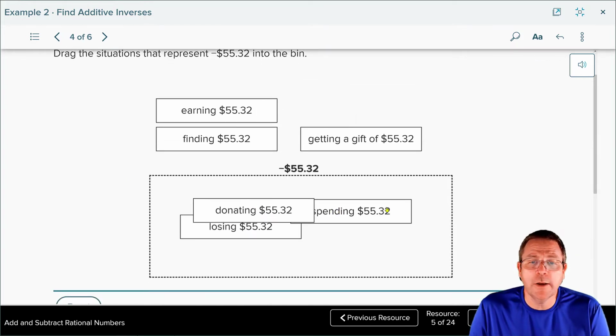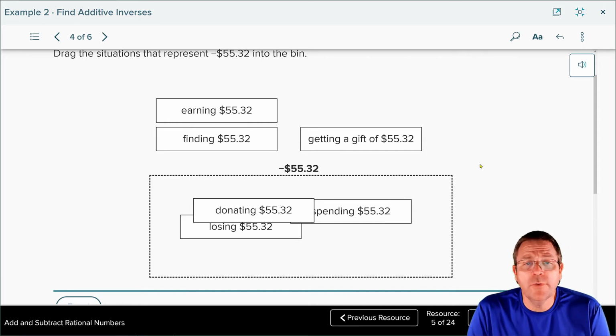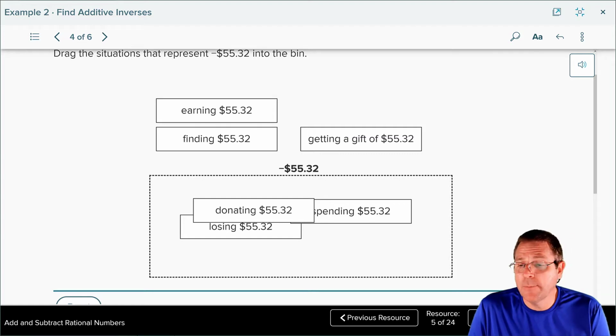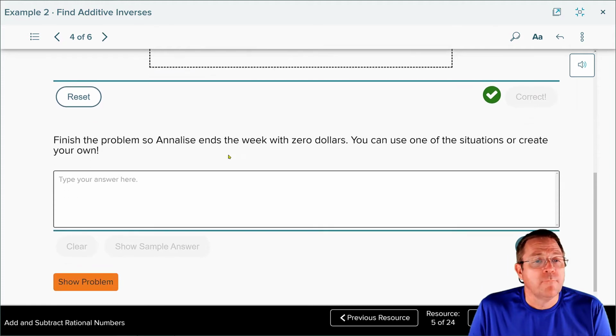She could donate $55.32. All of those represent a loss of the money, while earning it means she would have made more. Finding it, that's a gain. It's a plus sign. And getting it as a gift, that's a gain. It's a plus sign as well. So that answer is going to be correct. Finish the problem. Annalise ends the week with $0.